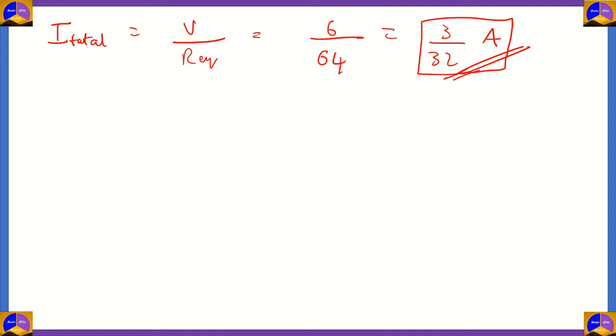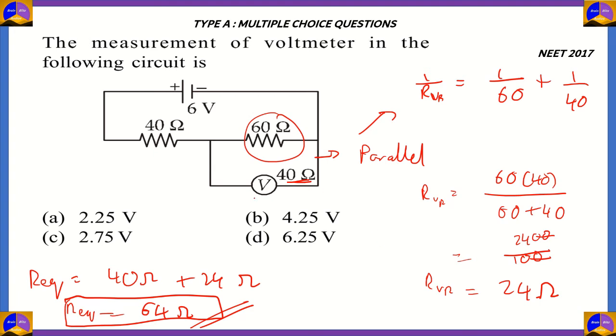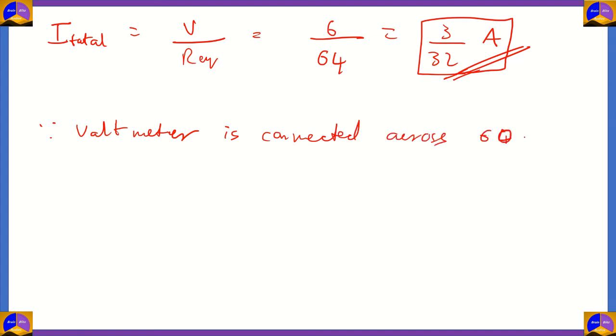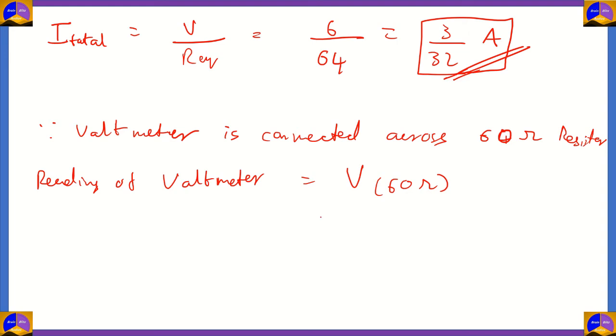Now, when we look at the voltmeter here, you can see that the voltmeter is connected in parallel to the 60 ohm resistor. And in any circuit, we connect the voltmeter parallel to the resistor across which we need to find the voltage. So since the voltmeter is connected across the 60 ohm resistor of the circuit, the reading of the voltmeter will be equal to the potential difference across the 60 ohm resistor, which in this case is I times R, that is 3 by 32 into 60.